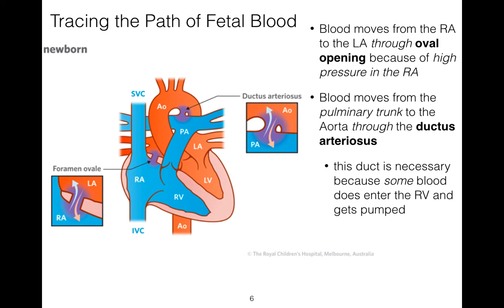Okay, the ductus arteriosus is necessary because some of the blood will actually enter the right ventricle and get pumped, okay, because the heart beats. Why does blood enter the right ventricle? Well, there's a valve. There's a right AV valve, and there is high pressure blood inside the right atrium. So some blood will go into the right ventricle, and it will start making its way to the lungs, and then it will get redirected into the systemic circulation through the ductus arteriosus into the aorta.